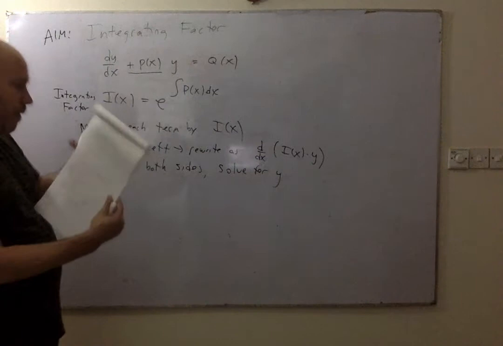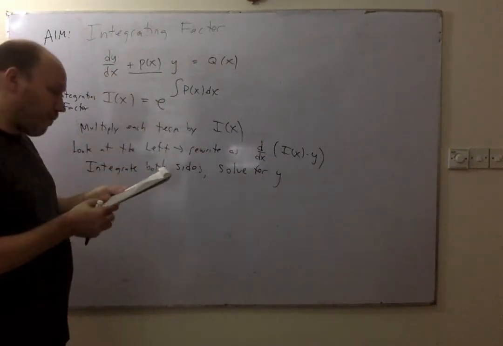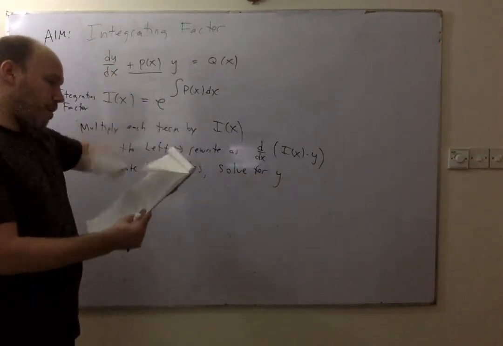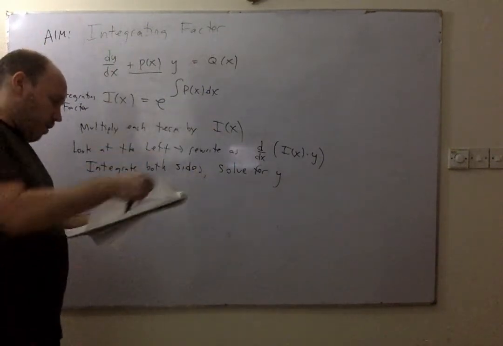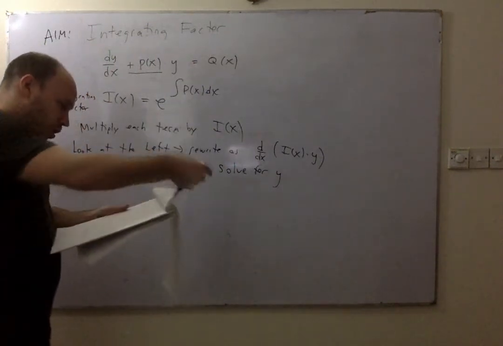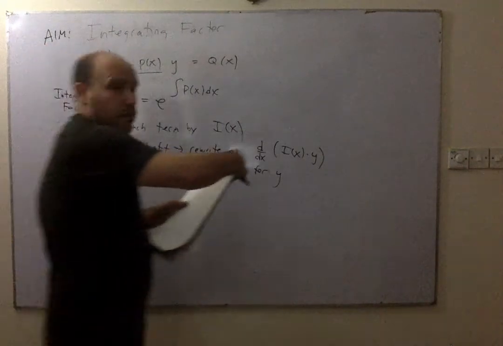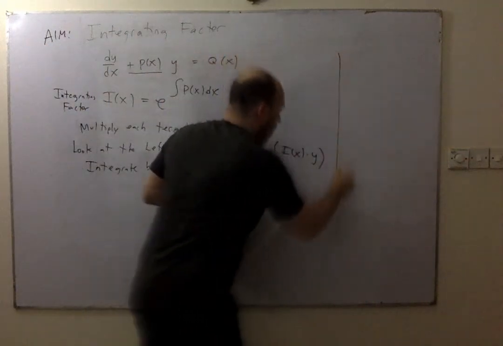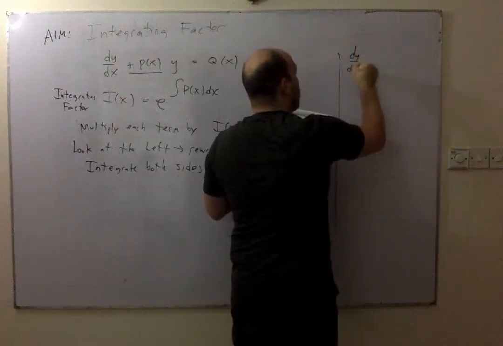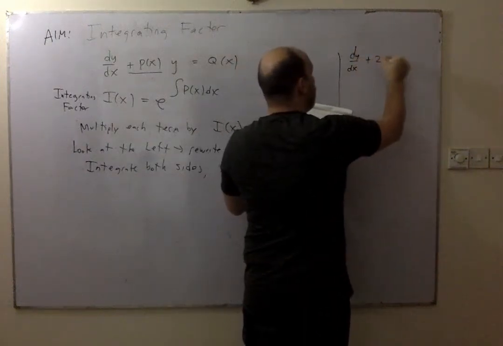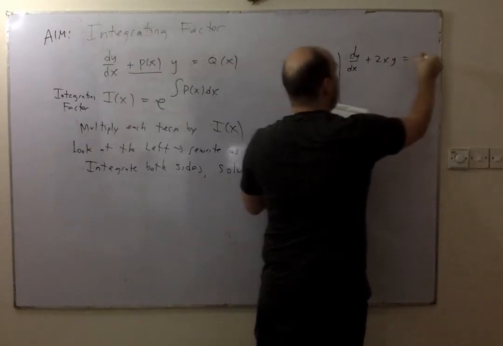The first example we're going to do is dy/dx plus 2xy equals x.